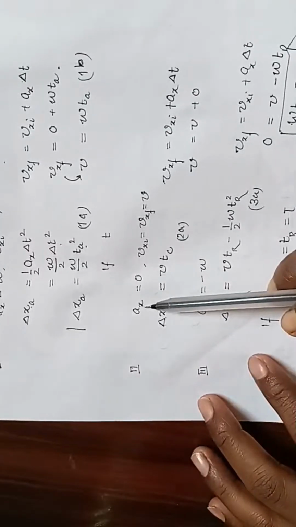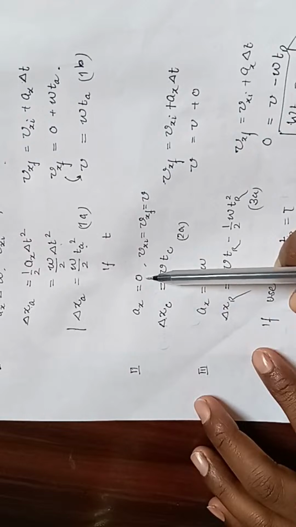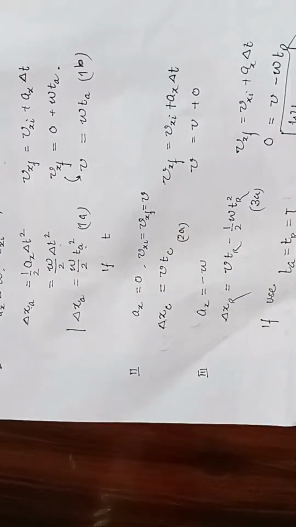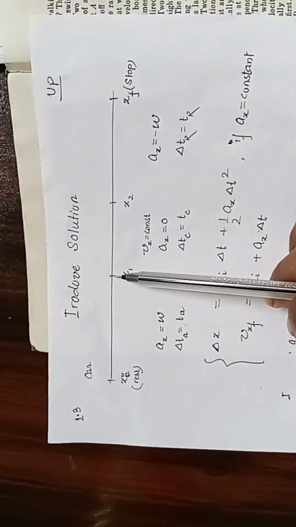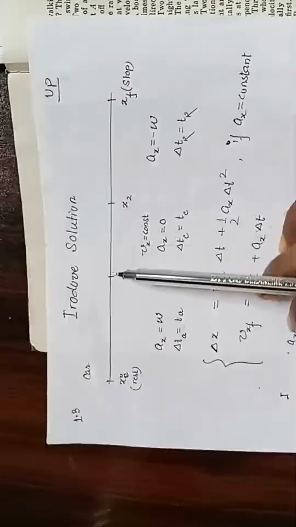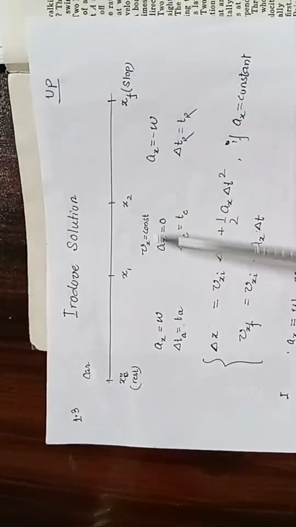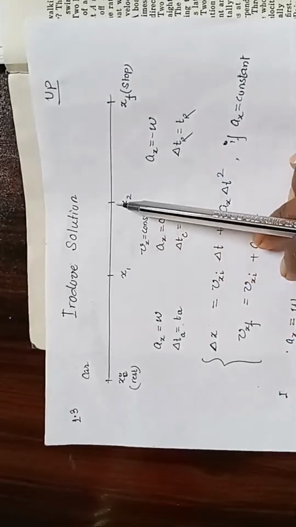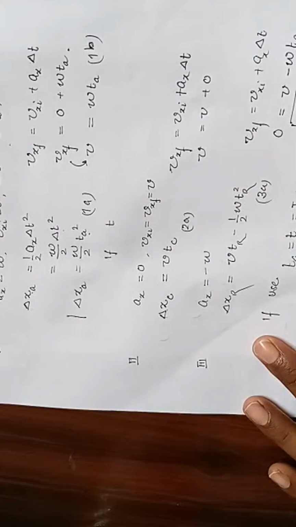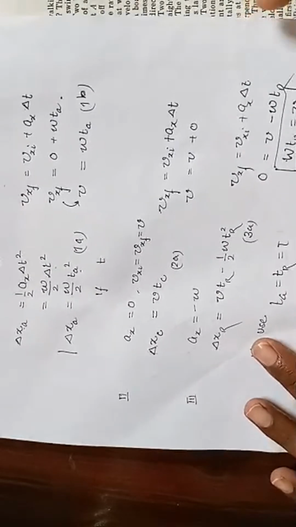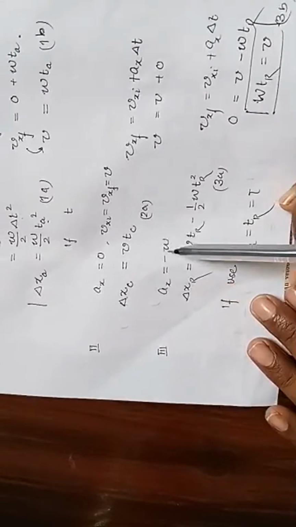Similarly, in the second case, the acceleration will be 0 because it is moving with constant velocity. Here is the initial velocity for this case, and here is the final velocity, and because it is moving with constant velocity, the velocity here and here are the same. The time taken is t_c, for constant velocity. This is the relation.